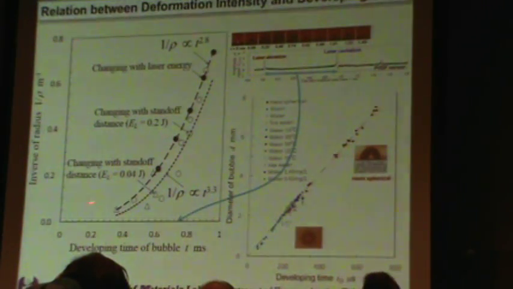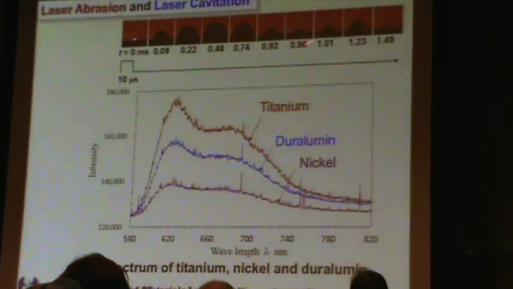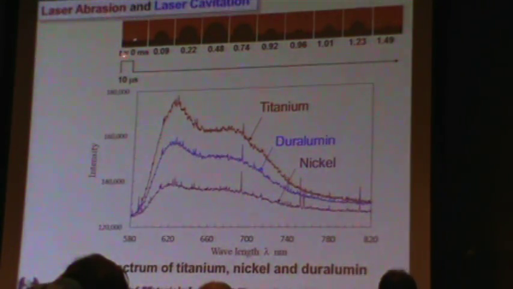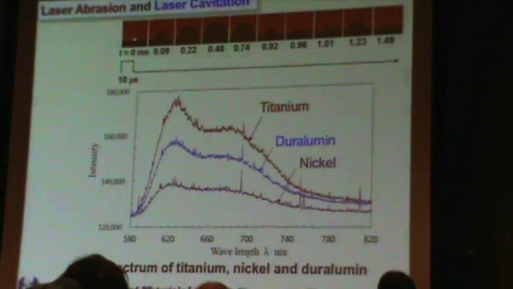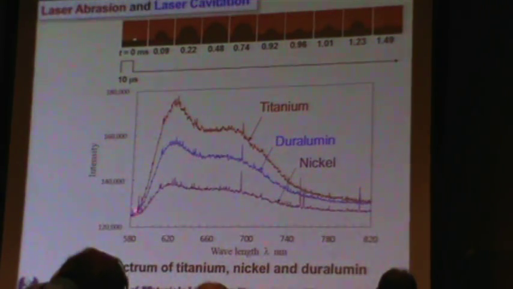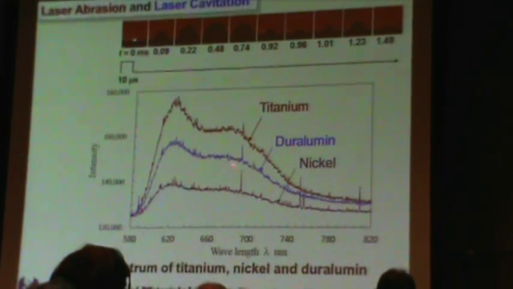Anyway, I'd like to show some results of the spectrum. In this case, I just measured the spectrum right after the laser ablation. If we change the material, of course the intensity is different. In the case of titanium, we can get more intense luminescence just from ablation. If we change the material, the intensity changes. This is the wavelength and this is the intensity. Titanium is more intense.